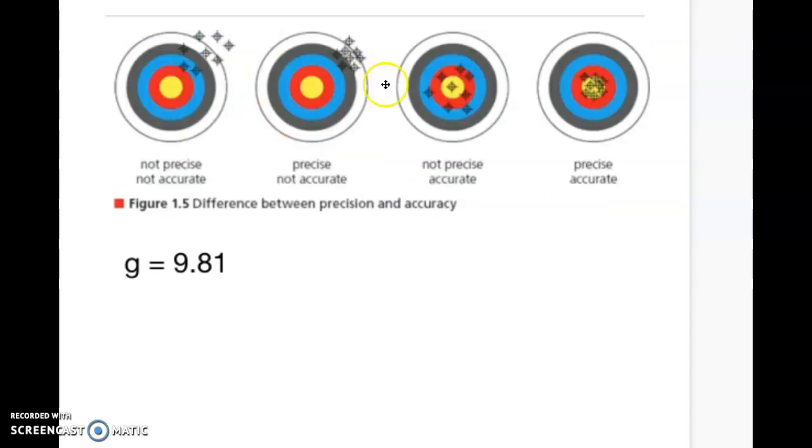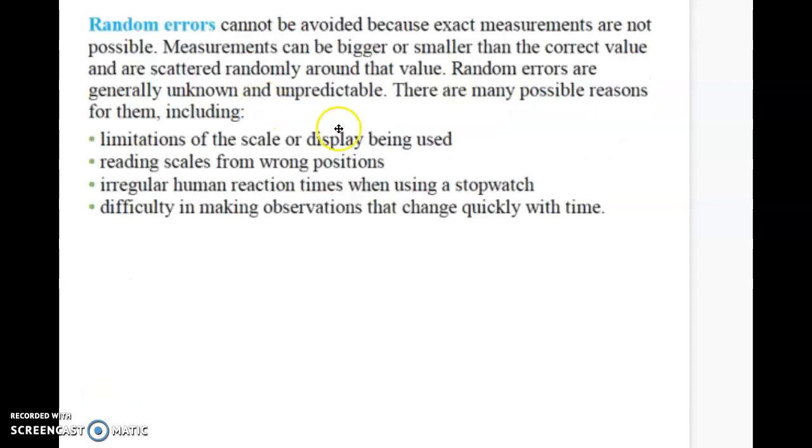If we have a look at this, this is showing you what random errors look like. They're not all on one side, they're not predictable. So it's quite easy to spot eventually when you plot your graph which ones are random errors, because they literally scatter in unpredictable ways. There are many reasons for random errors.